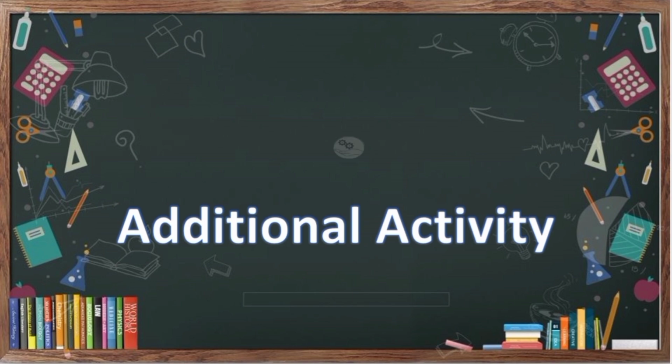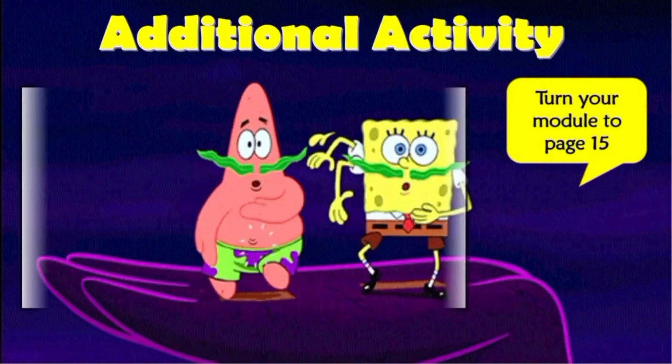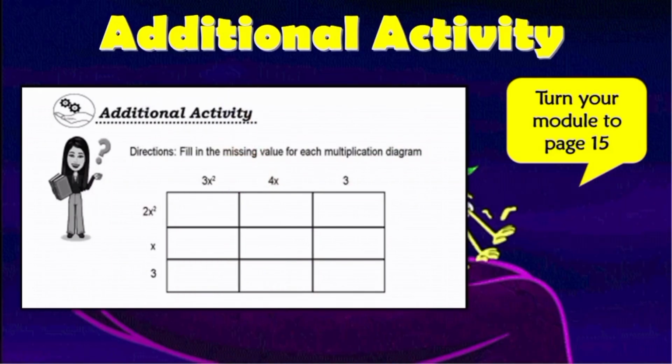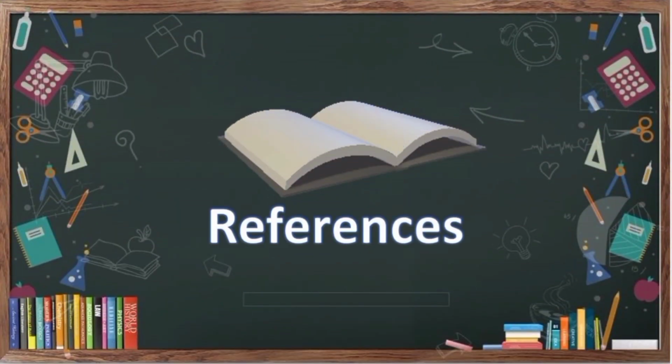Additional activity. Turn your module to page 15. Fill in the missing value for each multiplication diagram. References.